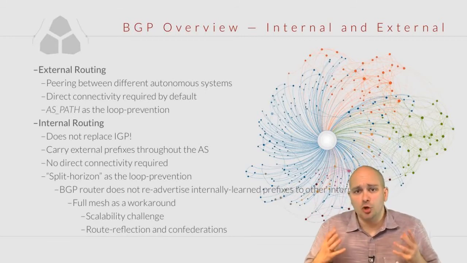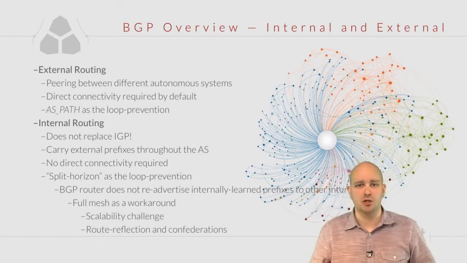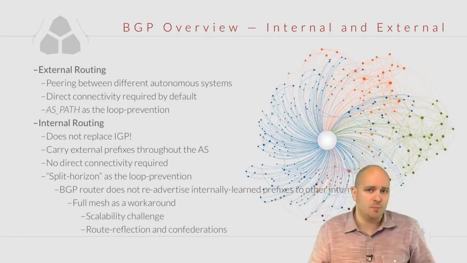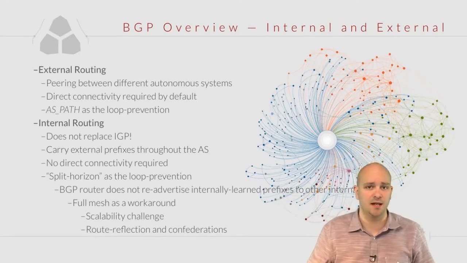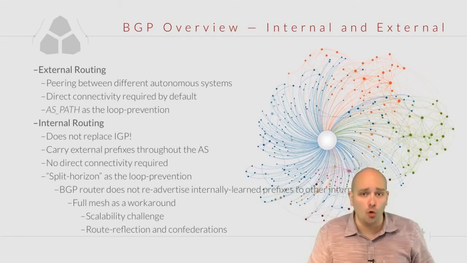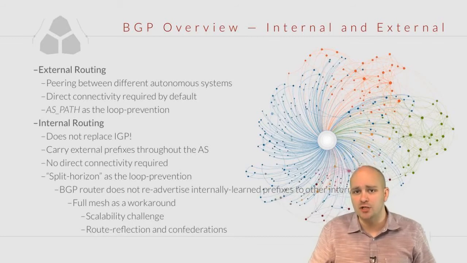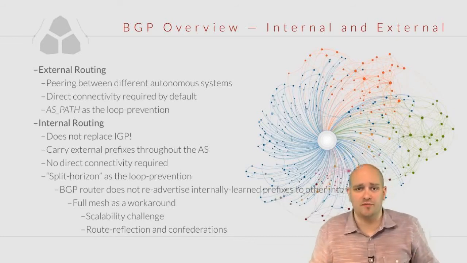Now, the major loop prevention mechanism in BGP when we are dealing with the external session is a BGP attribute, and I'm going to talk in more detail about BGP attributes in just a minute, is the attribute called the AS path. The AS path is the ordered list of all autonomous systems in which the prefix advertised has been into. So how does this loop prevention work?